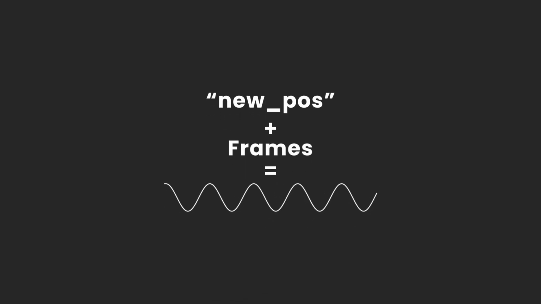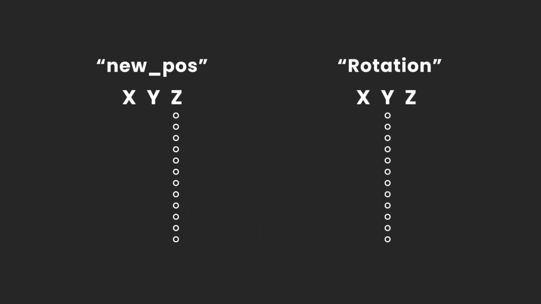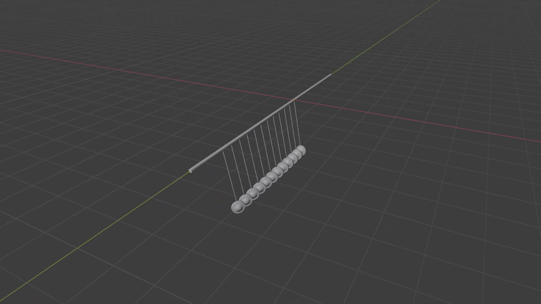Now, what we have to do is add the new pause attribute to our incoming frames. Then those values will get converted into sine wave, and then they'll be added to our rotation. Simple enough. But the values that we need are in the Z vector of our position, and the values that we want to affect are in the Y vector of our rotation. So if we add them now, we'll get something like this, not what we're after.